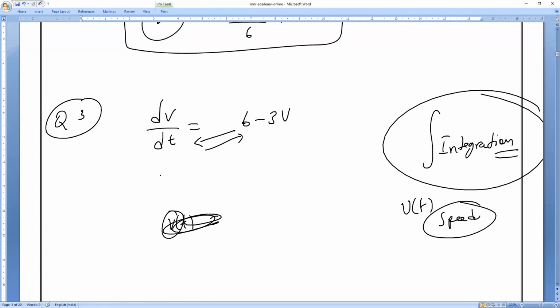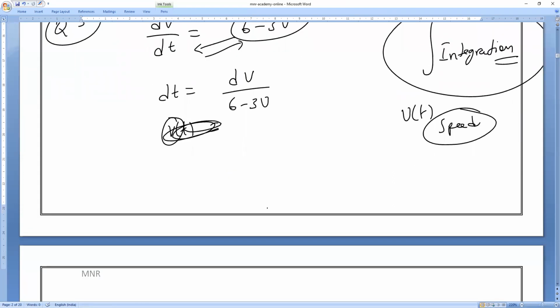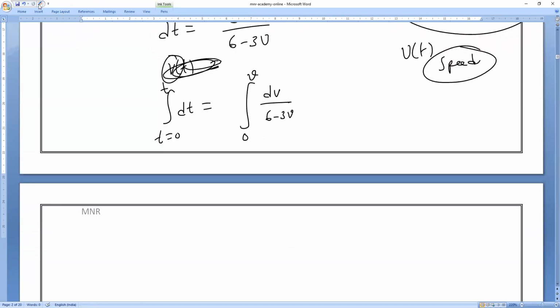So integration means all the v terms should be on one side and the time on the other side. So I'm rearranging it: dt is equal to dv divided by 6 minus 3v. Will you accept it? Now we know the limits. Initially t is 0, and at time t, the integral of dt equals the integral of dv by 6 minus 3v, with velocity going from 0 to v.